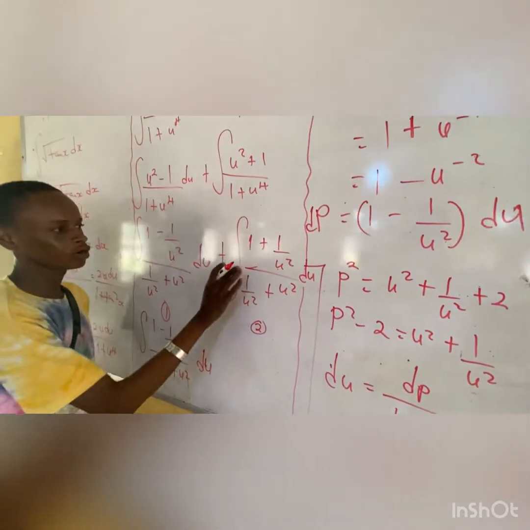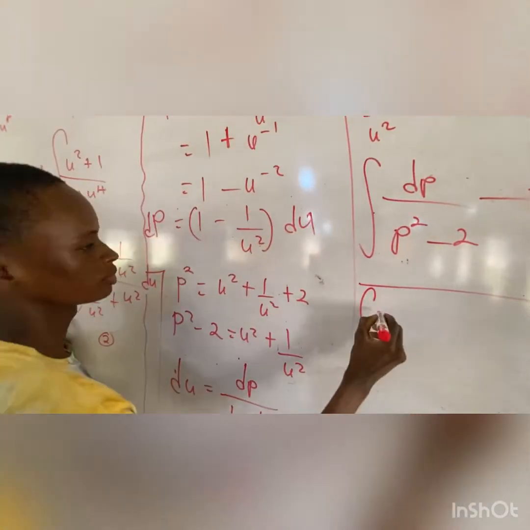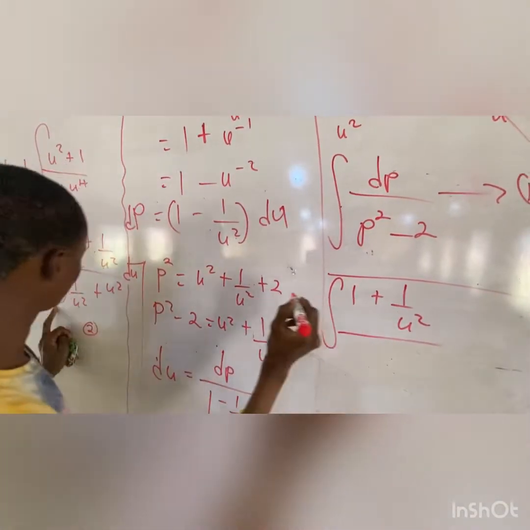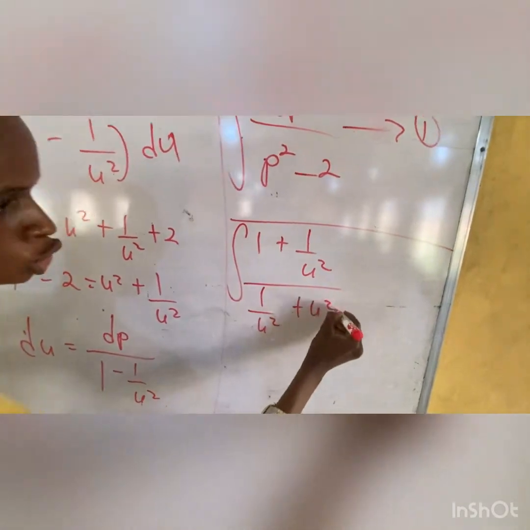Now for the second integral, let's concentrate on the second integral. So we have the integral of 1 plus 1 over u squared, all divided by 1 over u squared plus u squared.